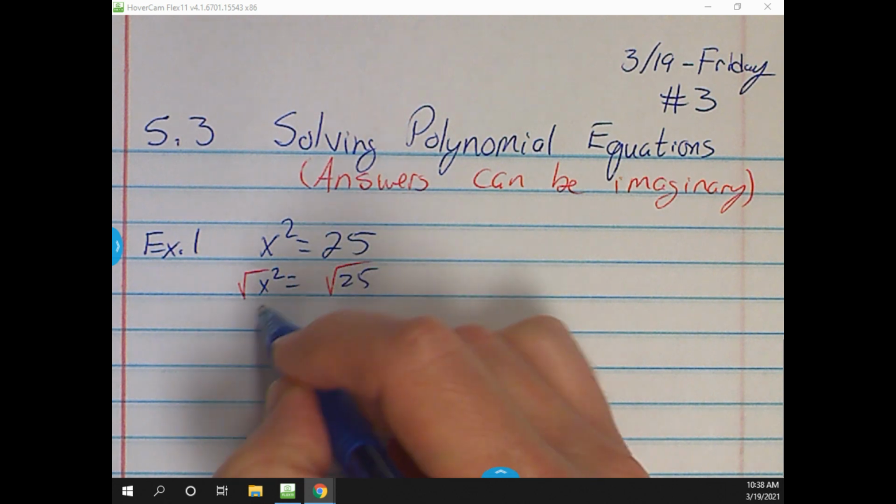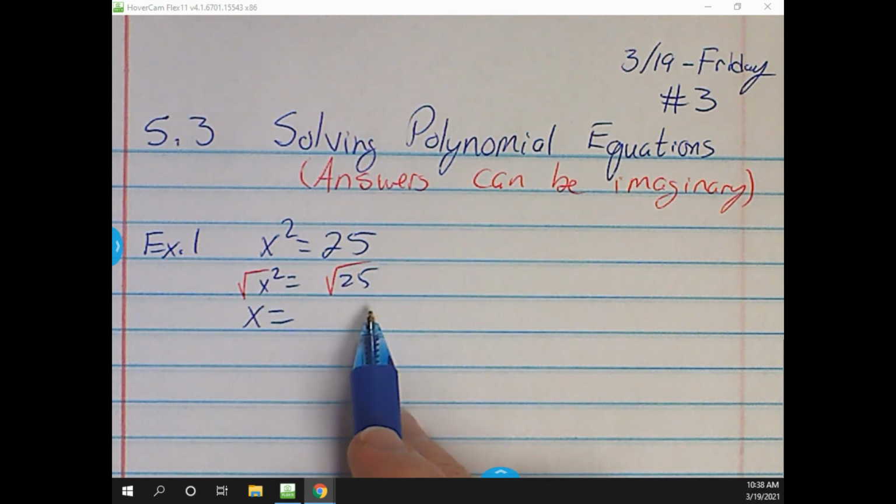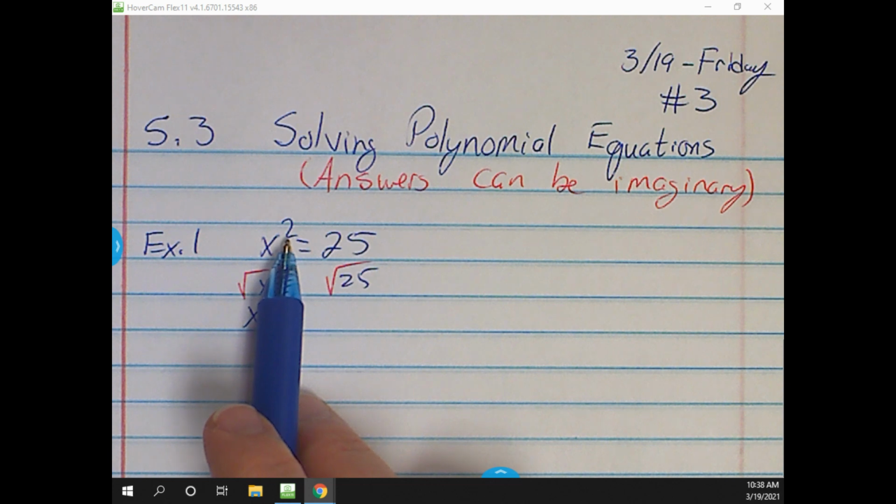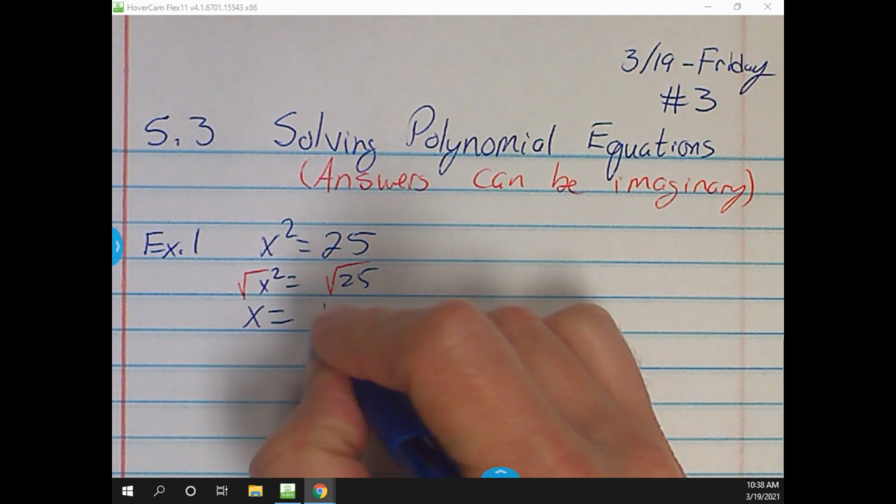And when you square root that one, you get x equals, and again, 25 would be 5, but because it's x squared, we need two answers. So we'll put plus or minus 5.